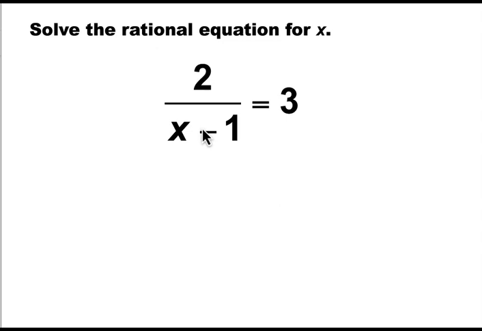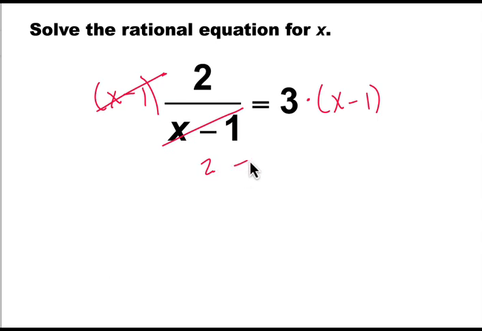With this equation, you need to multiply both sides of the equation by this expression, x minus 1. So we get x minus 1 on this side, and then x minus 1 on this side. On the left side of the equation, these terms divide out, and you are left with 2. And on this side of the equation, you have 3x minus 3.